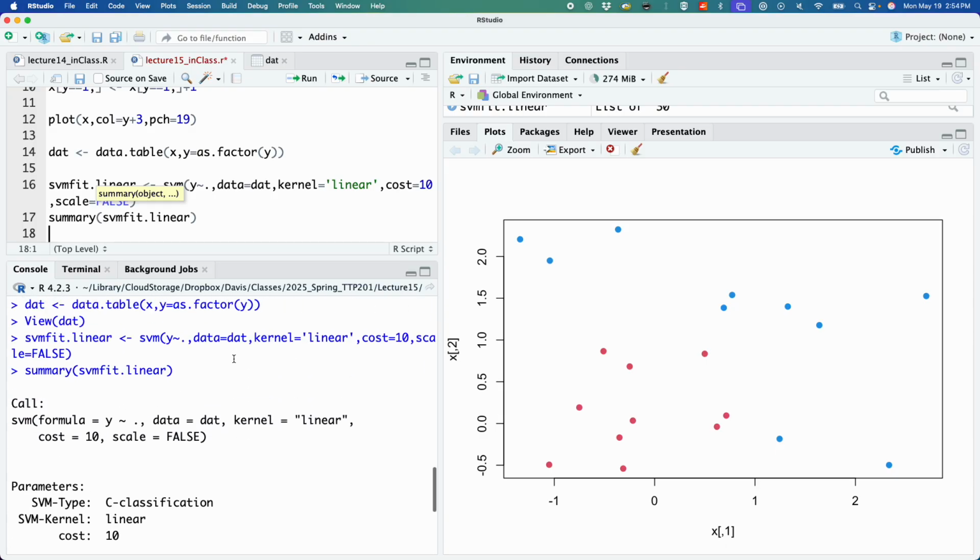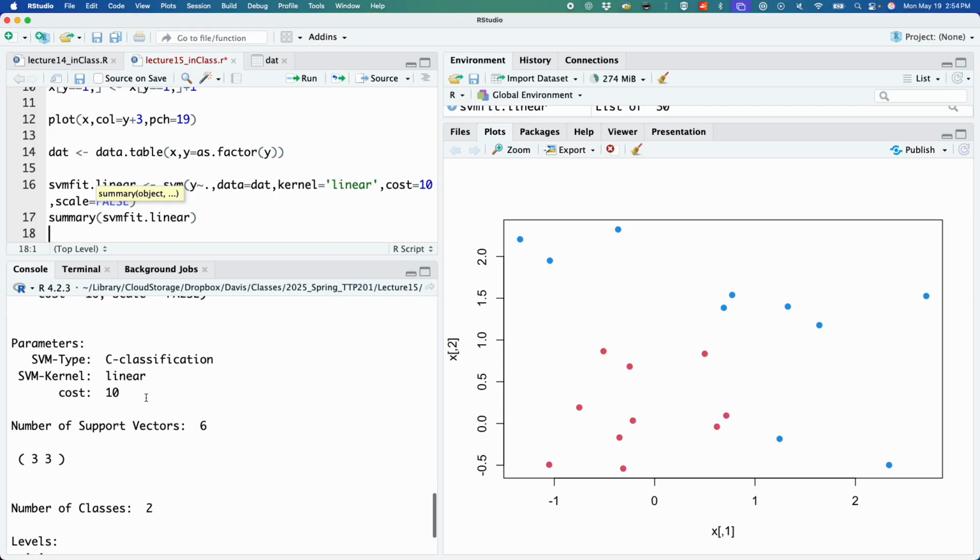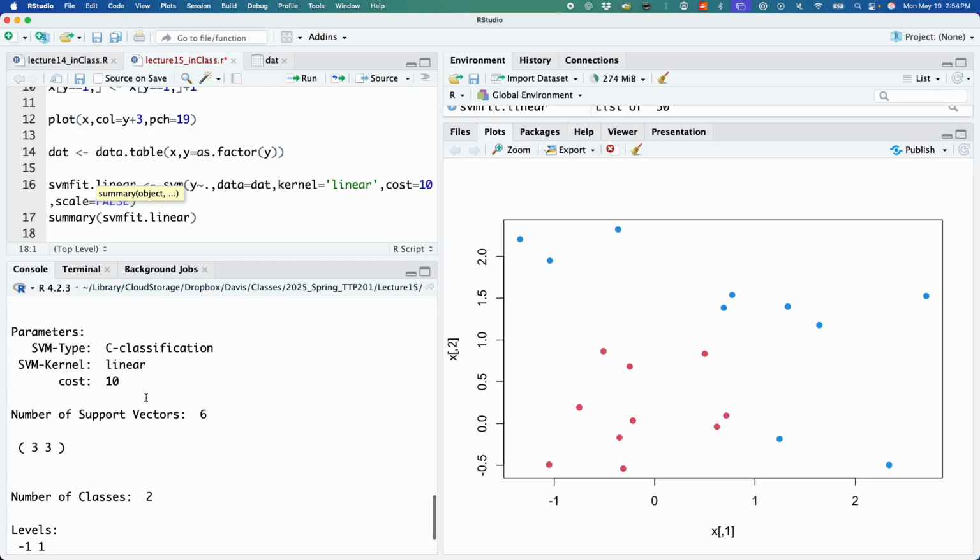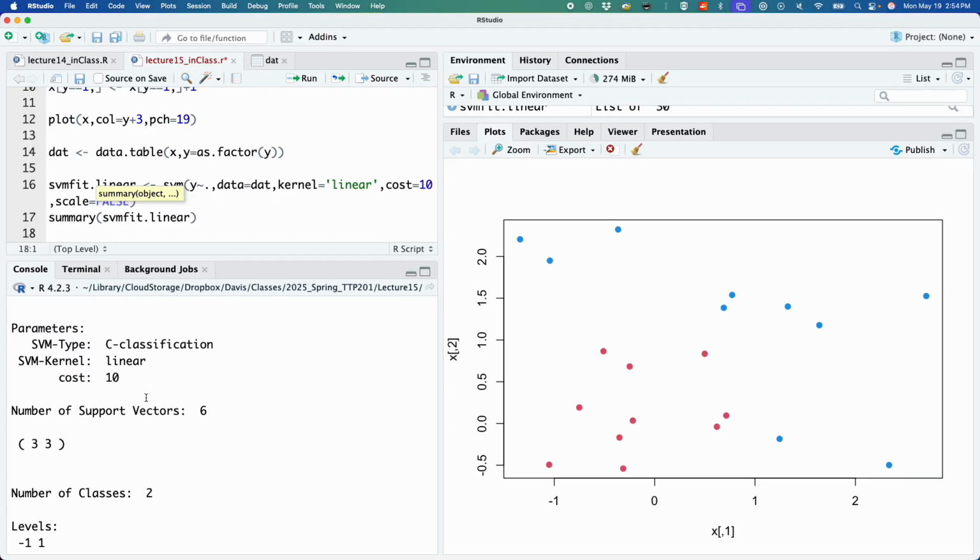Okay, so when I run this and I run summary, it'll tell me a little bit about what's going on here. So here we're using a linear kernel, cost of 10, that's our big C. That's, I believe, the budget for the number of violations. This will choose a total of 6 support vectors across our 2 classes.